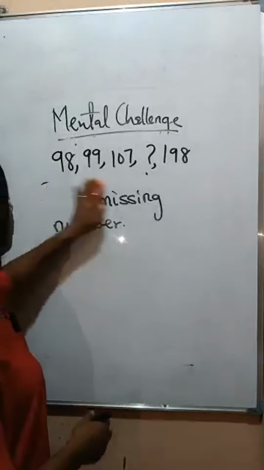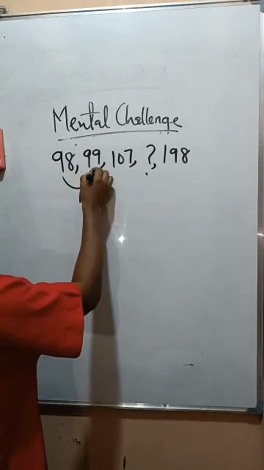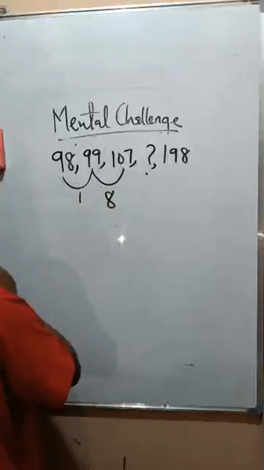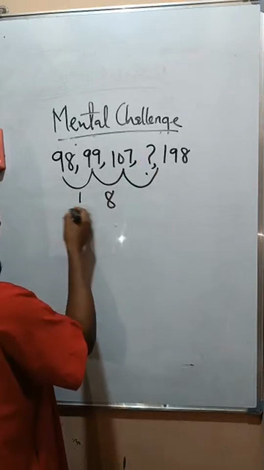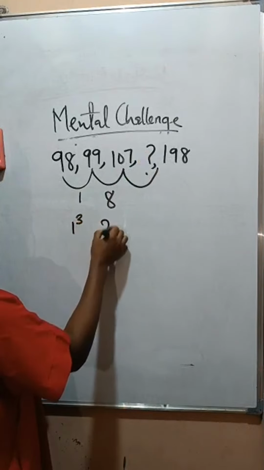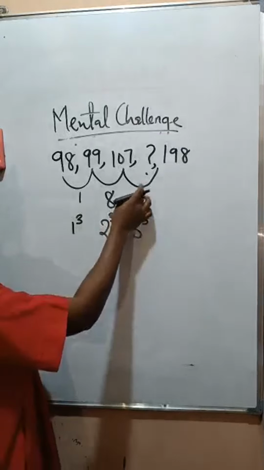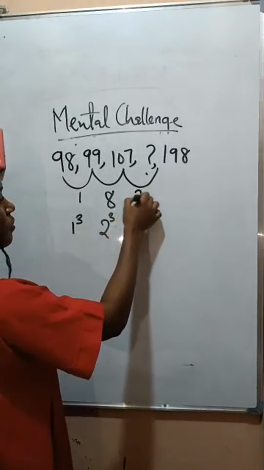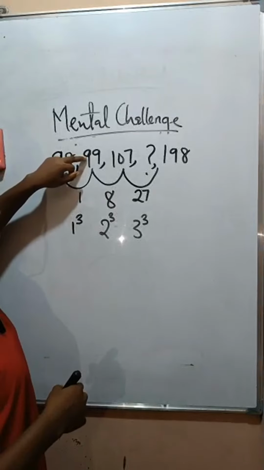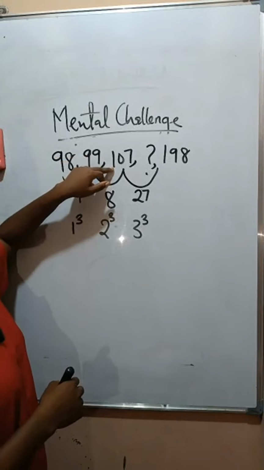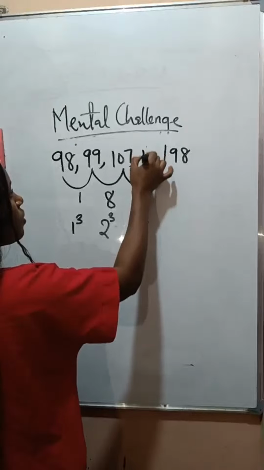Now, if you look at this, you can see that the difference between this and this is 1. The difference between this and this is 8. Now, we need the difference between this and this to get this. This is 1 cubed. This is 2 cubed. So let's take this to be 3 cubed, which means we're supposed to have 27 here. Remember that if you add 98 to 1, you get 99. 99 plus 8 will give you 107. So 107 plus 27 will give us 134.